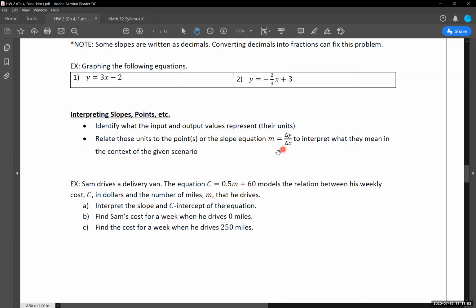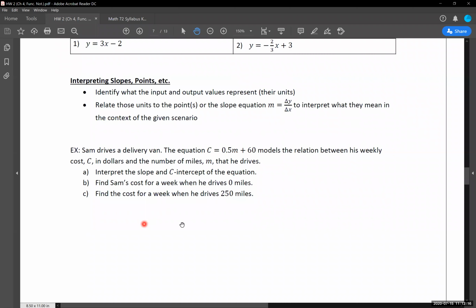But we identify what variables or what values are attached to which variables, and then start looking at those variables, looking at those points, not in terms of a number or not in terms of a variable, but in terms of the units that are attached to them. This is absolutely crucial to make this possible. So we'll take a look at a quick example that we have here.